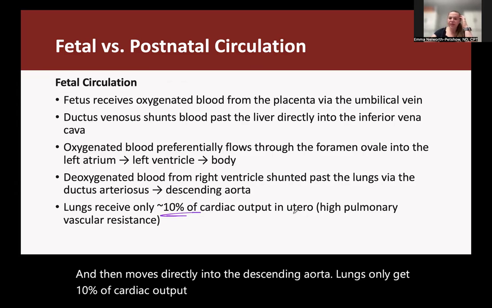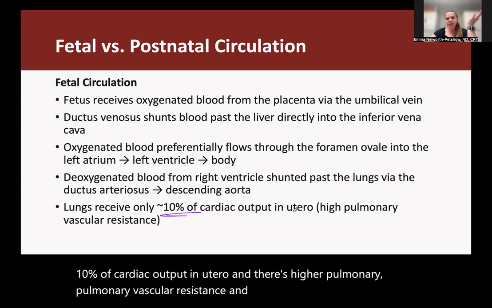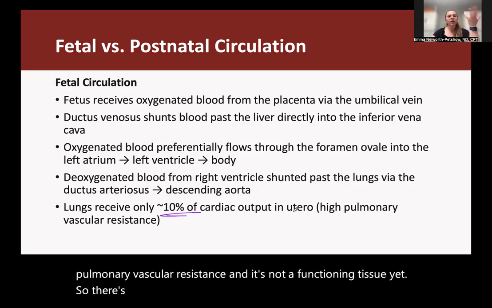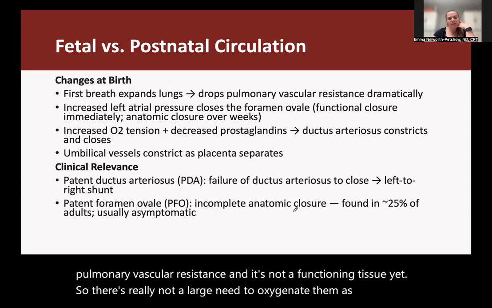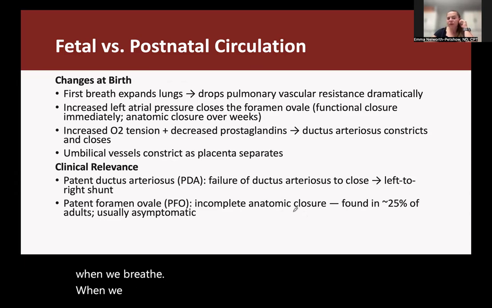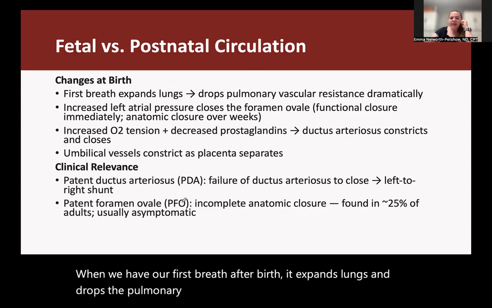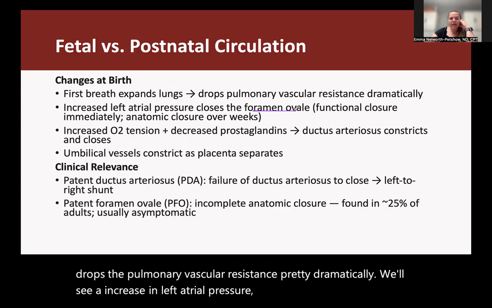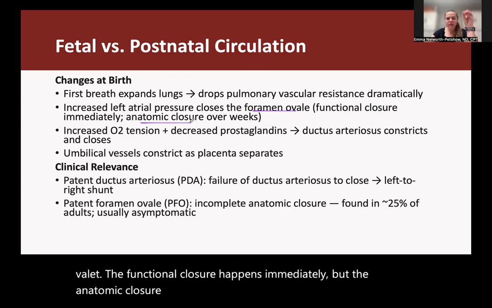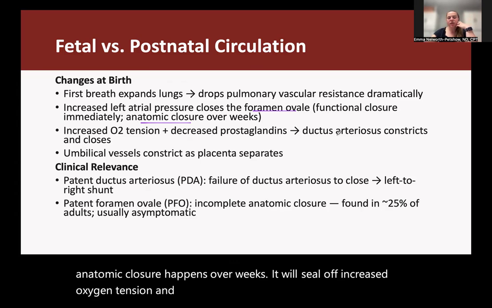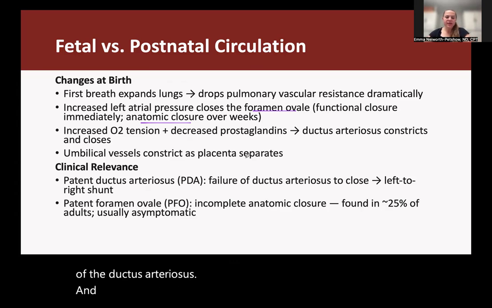There's higher pulmonary vascular resistance, and it's not a functioning tissue yet. So there's really not a large need to oxygenate them as we would when we breathe. When we have our first breath after birth, it expands the lungs and drops the pulmonary vascular resistance pretty dramatically. We'll see an increase in left atrial pressure, which will close the foramen ovale. The functional closure happens immediately, but the anatomic closure happens over weeks. It will seal off. Increased oxygen tension and decreased prostaglandins lead to the closure of the ductus arteriosus, and umbilical vessels will constrict as the placenta separates.